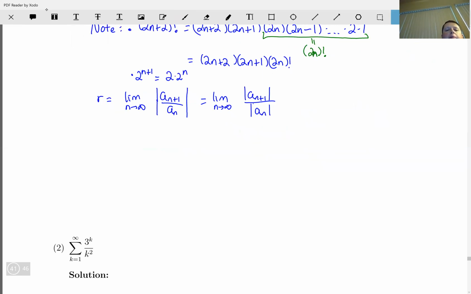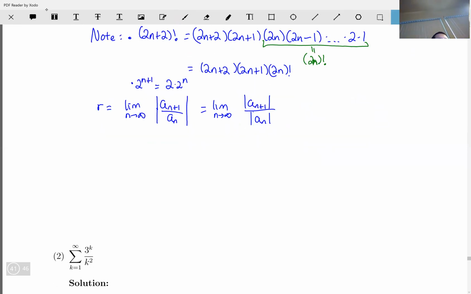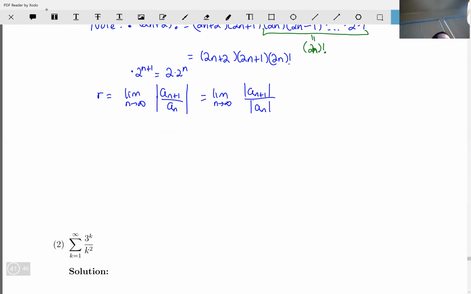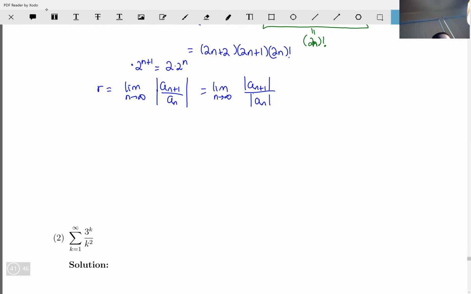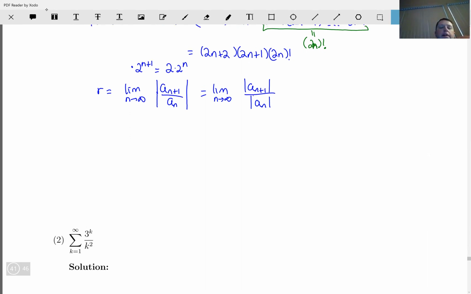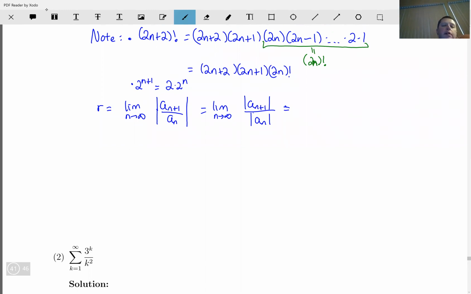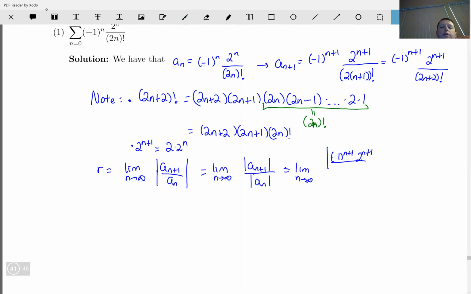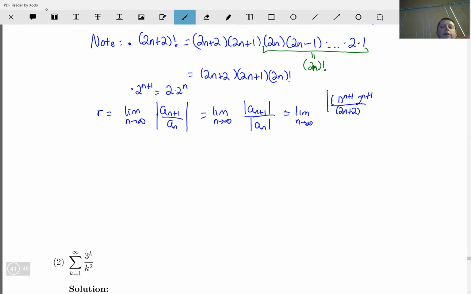All right, so let's plug and play. I don't think I gave myself enough room. All right, well, let's see if we can scooch it in. So we're going to get the limit as n goes to infinity of the absolute value of negative 1 to the n plus 1, 2 to the n plus 1 over 2n plus 2 factorial, divided by negative 1 to the n, 2 to the n over 2n factorial.